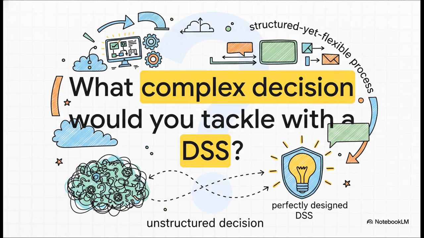So, to wrap it all up, this structured yet incredibly flexible process lets us build seriously powerful tools for our most complex problems. Which kind of makes you think, doesn't it? If you had a perfectly designed DSS at your fingertips right now, what's the first big, messy, unstructured decision you would want to tackle?